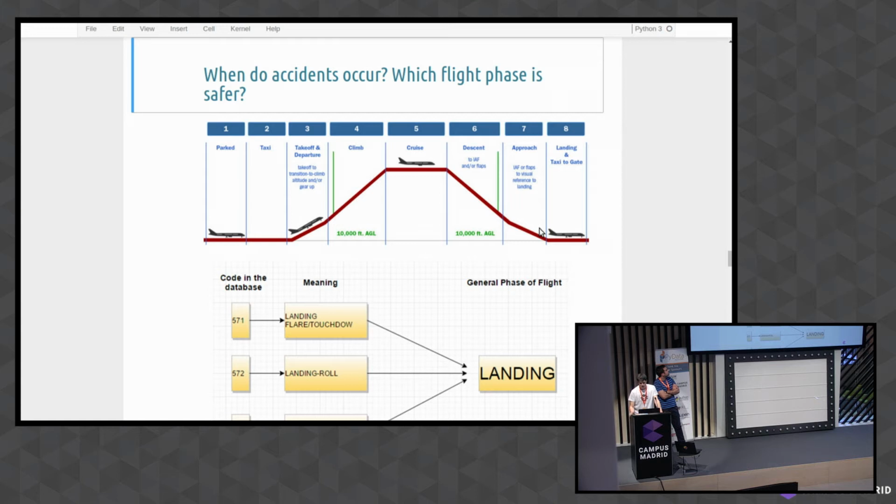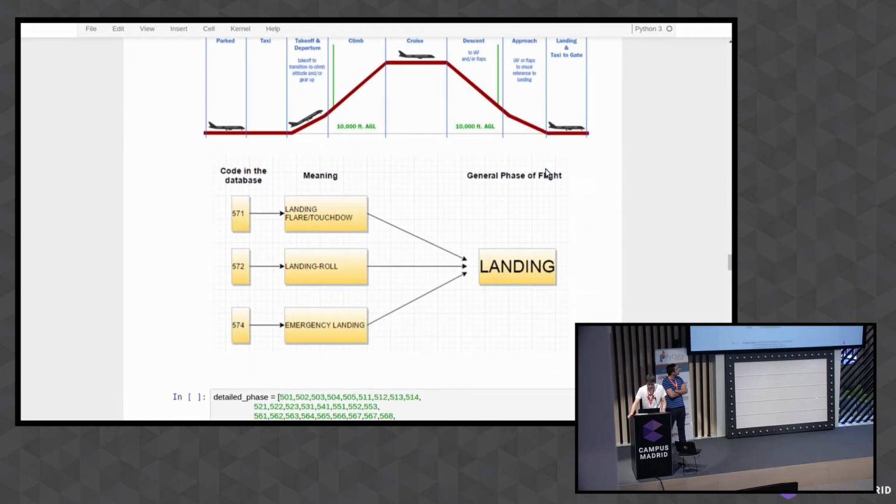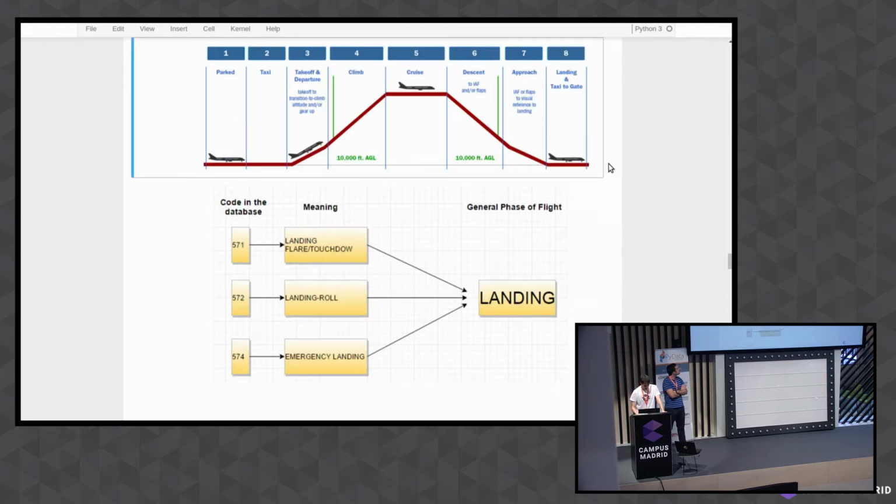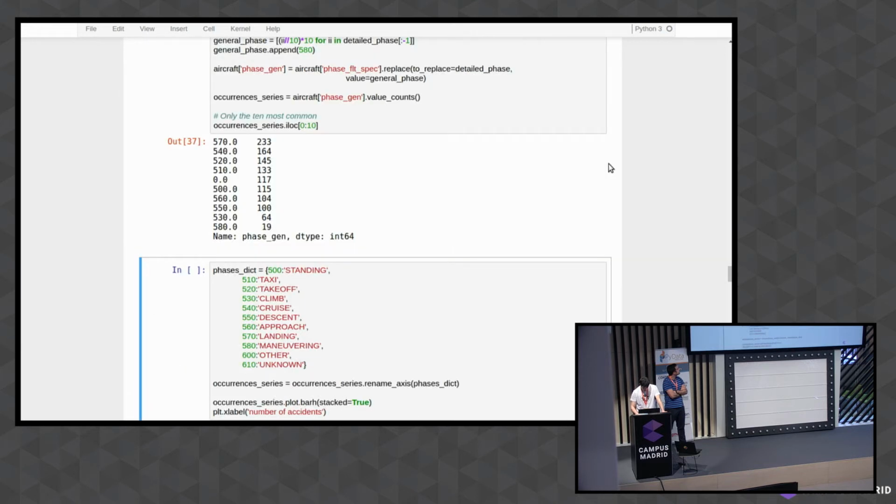Normally, the landing phase starts with the plane really, really close to the ground. It's not what people normally call landing. What people normally call landing is approach plus landing. So take this into account when we are plotting things. The database is really detailed, and it doesn't only make the distinction between landing and approach. There are different phases in landing, for example. So what we are going to do is group them all in a general flight phase called landing. And this is what we are doing here.